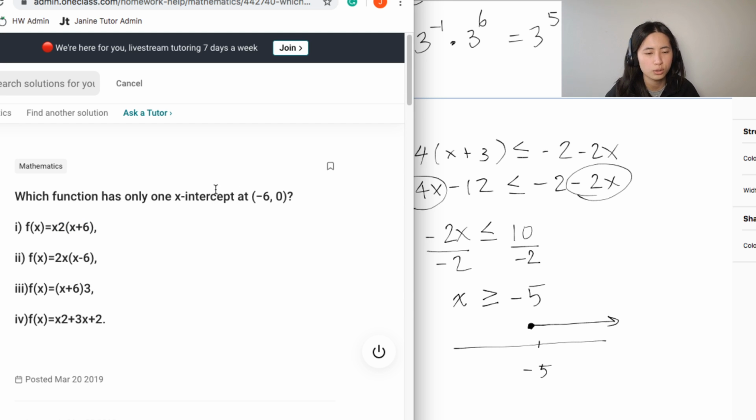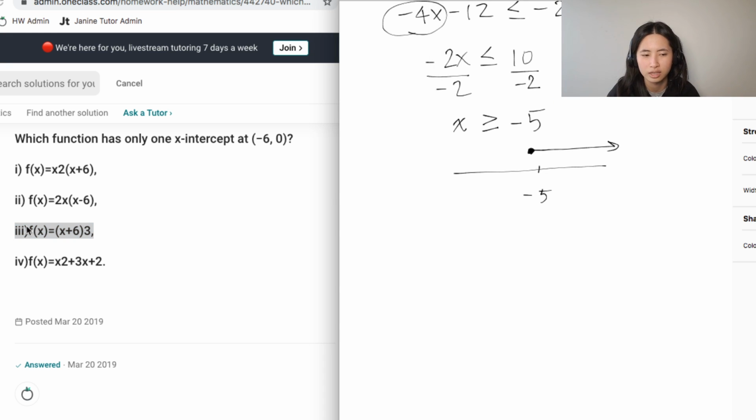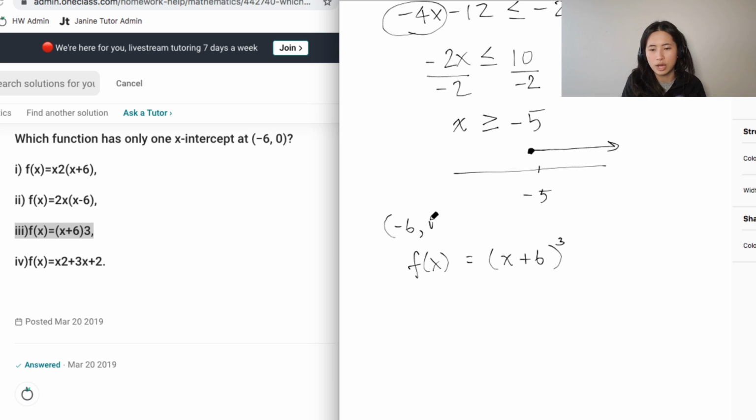Great, so which function has only one x-intercept at negative 6, 0? Okay, right off the bat, you can actually see that it's going to be number 3. And let me just explain why it's going to be number 3 by starting off with option 3. So you have a function which is f of x equals x plus 6 cubed, right? If you want to have just one x-intercept at negative 6, 0, that means you're going to have negative 6 as your x, and then you have 0 as your y.